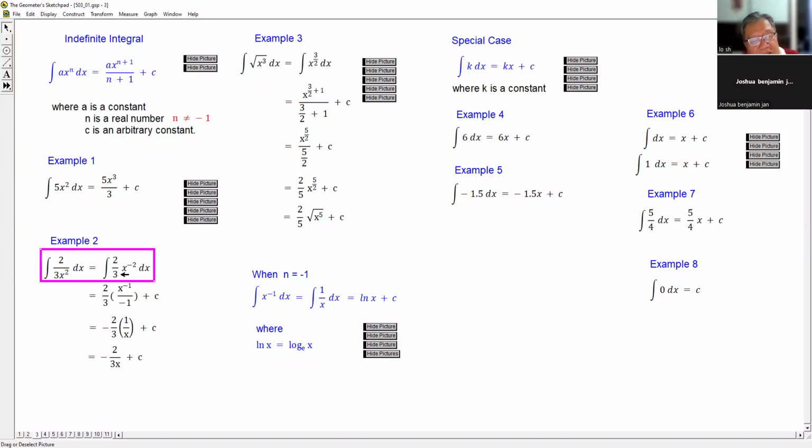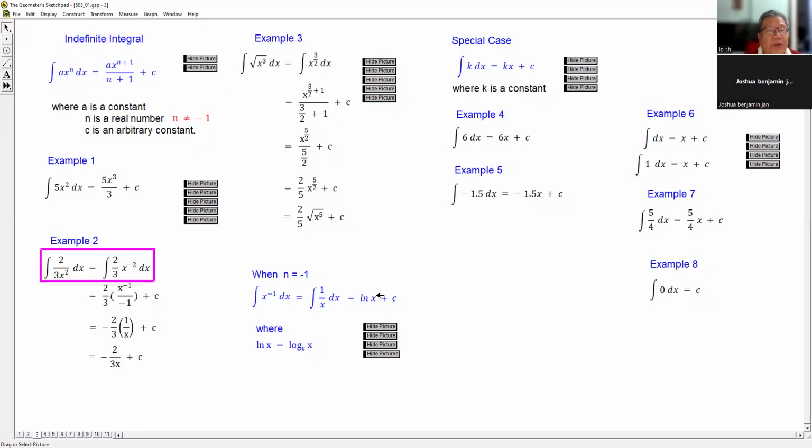The x at the bottom is actually x to the power of -2. This number 2 and 3, you don't do anything to it. The 2 remains at the top, the 3 remains at the bottom. Only the x you move up becomes -2. Okay, so now I integrate -2, I have to add 1. Add 1 to -2, it becomes -1. Then I divide by the new index. The new index is -1, so I divide by -1.